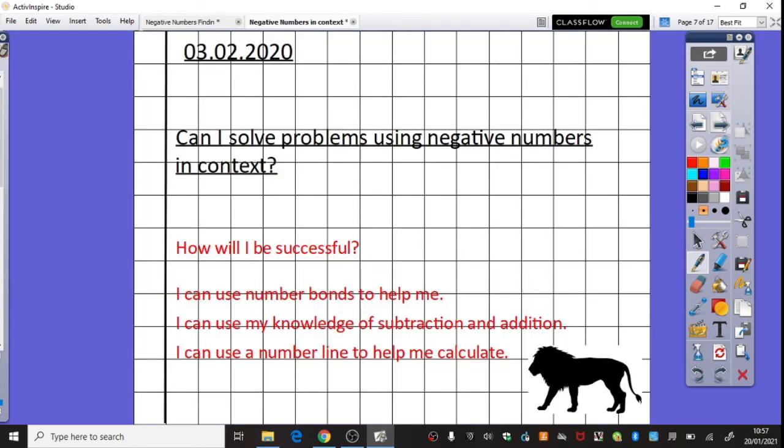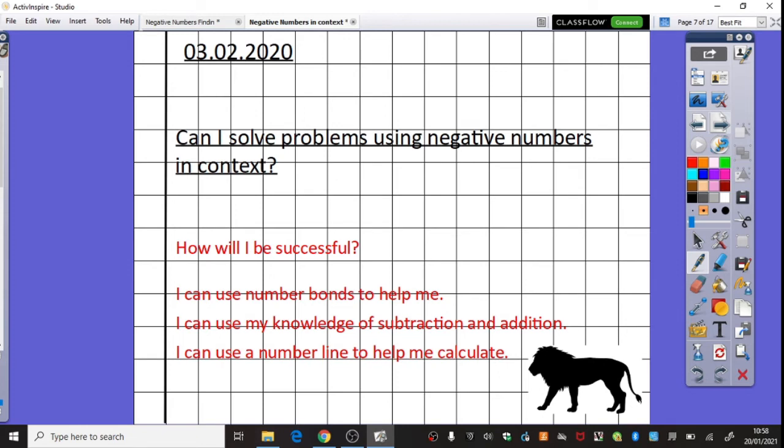Now on to our main session today. Can I solve problems using negative numbers in a context? So you're going to use this knowledge that you've gathered around calculating with negative numbers, whether that's addition or subtraction, and also finding the difference, in order to help you solve this problem today, which is all going to be based on The Lion, the Witch and the Wardrobe, or Narnia possibly, if you have heard of that film before, or the stories.